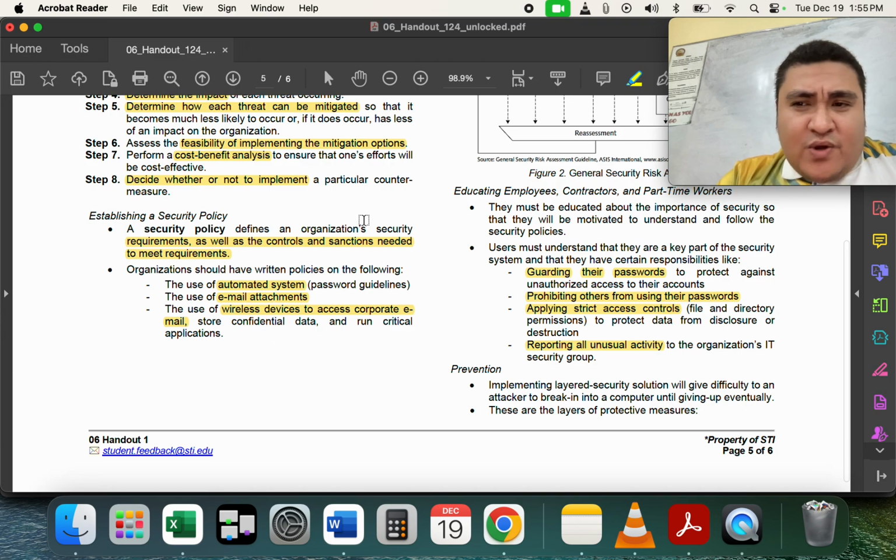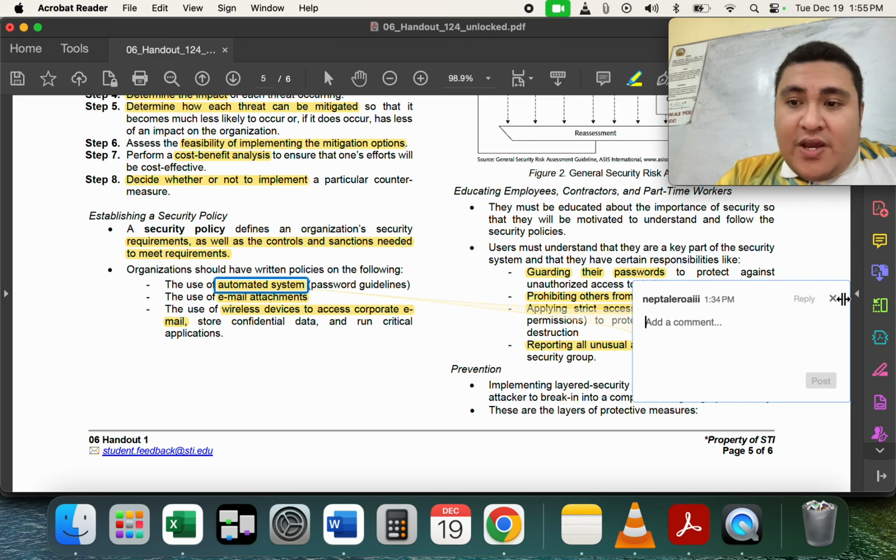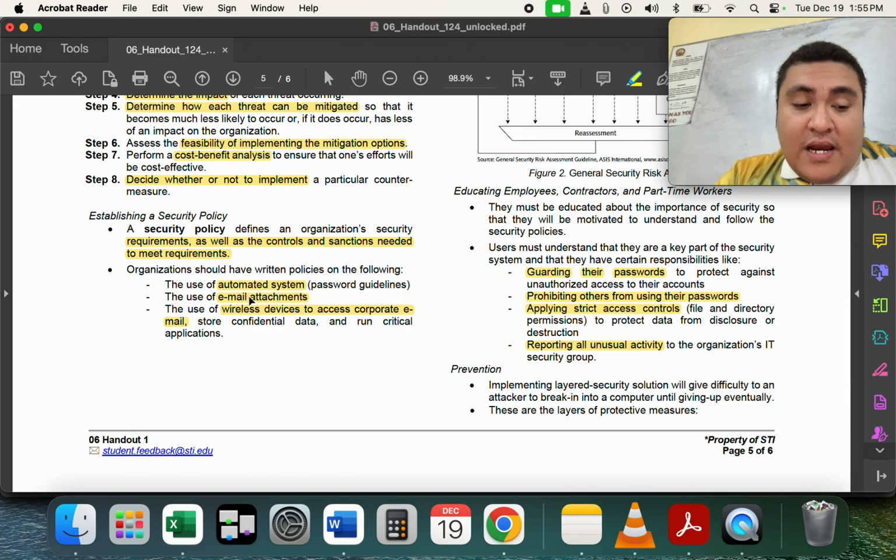Okay. You also have another activity which is establishing a security policy. This one is already practiced by most companies. Like for example, you are provided with an account and then the password is auto-generated. Okay. Companies will also provide you with guidelines on what email attachments should be used whenever an email should be sent either to the company or to another company. Okay, and then what are the policies on wireless device access?